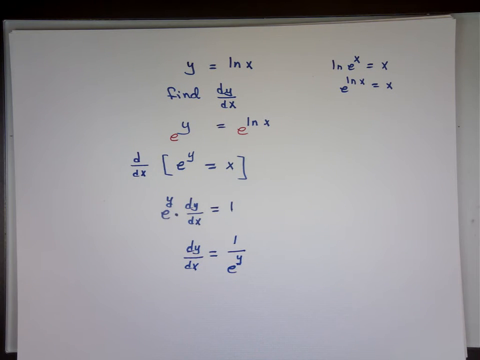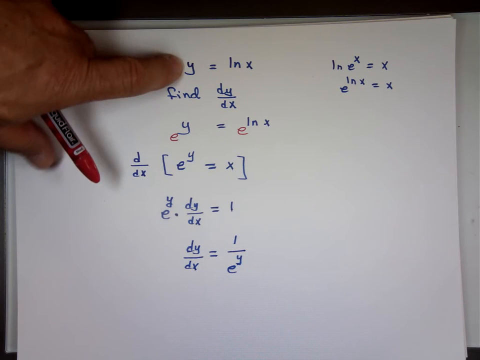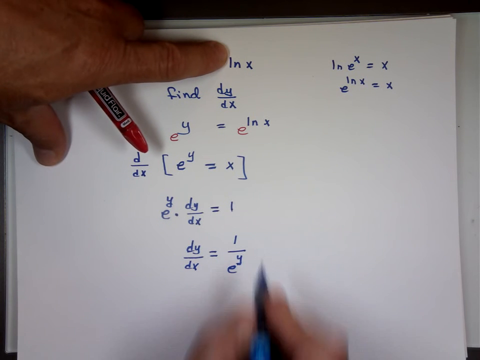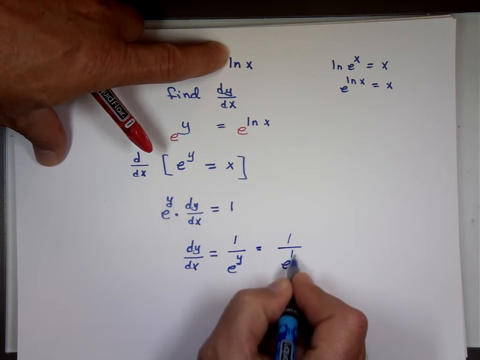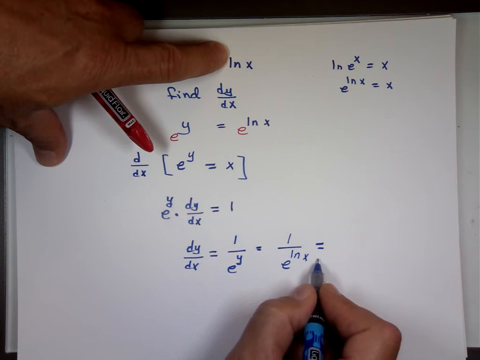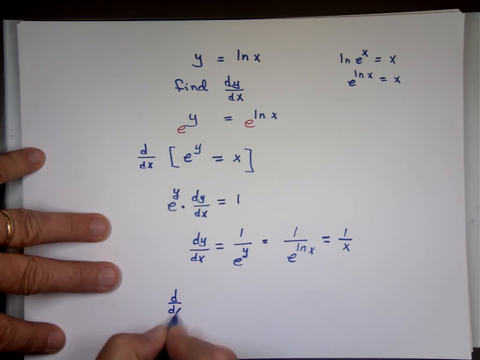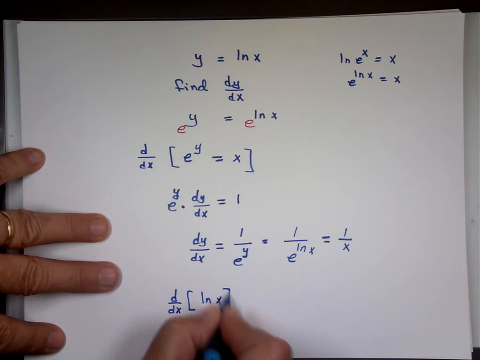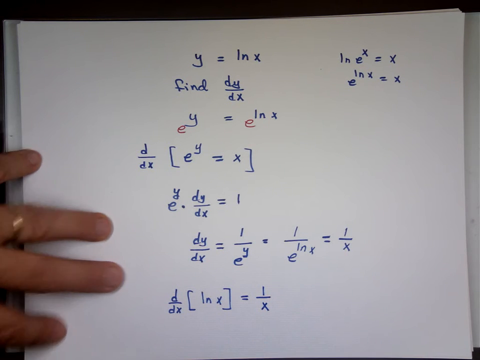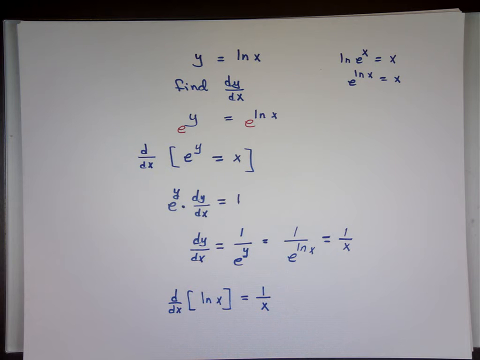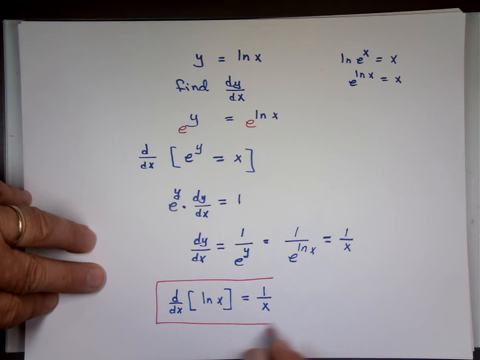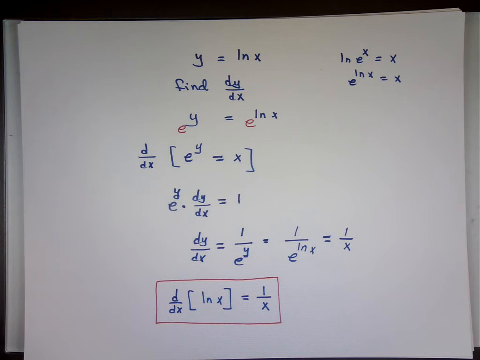Wait a minute. What is y equal to? Ln of x. 1 over e to the ln of x. And guess what's e to the ln of x? x. So 1 over x. So for those people who took calculus, you probably remember the derivative of ln of x is what? 1 over x. So add that to the list of rules we have to memorize. Box there. In a few minutes, I'm going to take a snapshot of all the important ones.